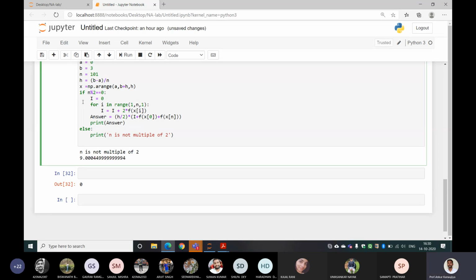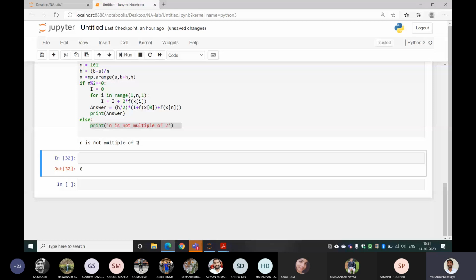This space is very much important. It shows that whatever code is written here is inside this if. Whatever print is written is inside this else. So it is saying that n is not a multiple of 2.